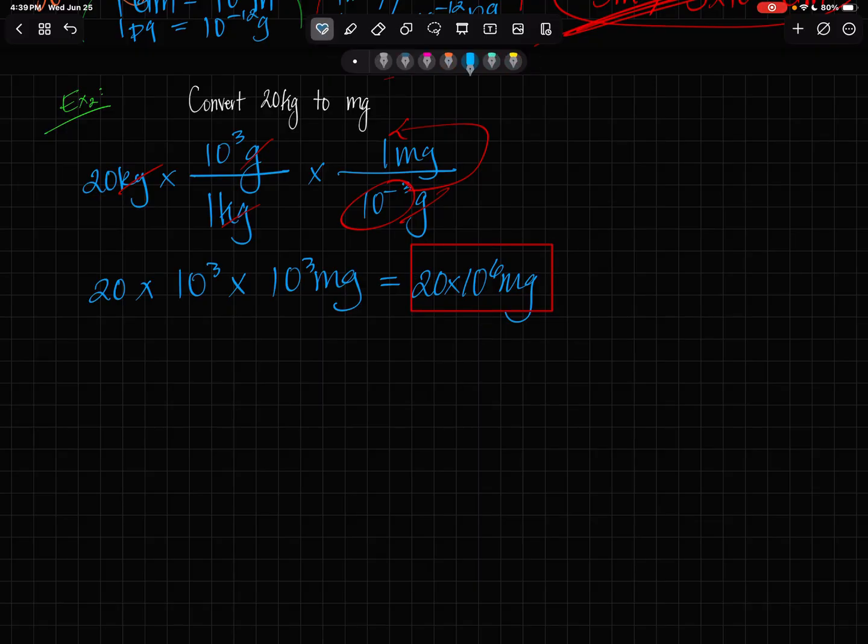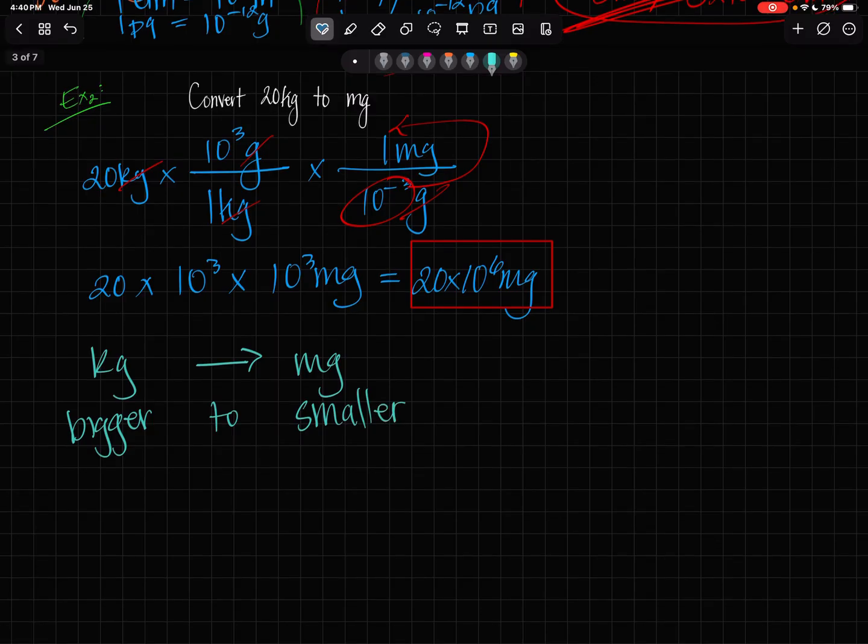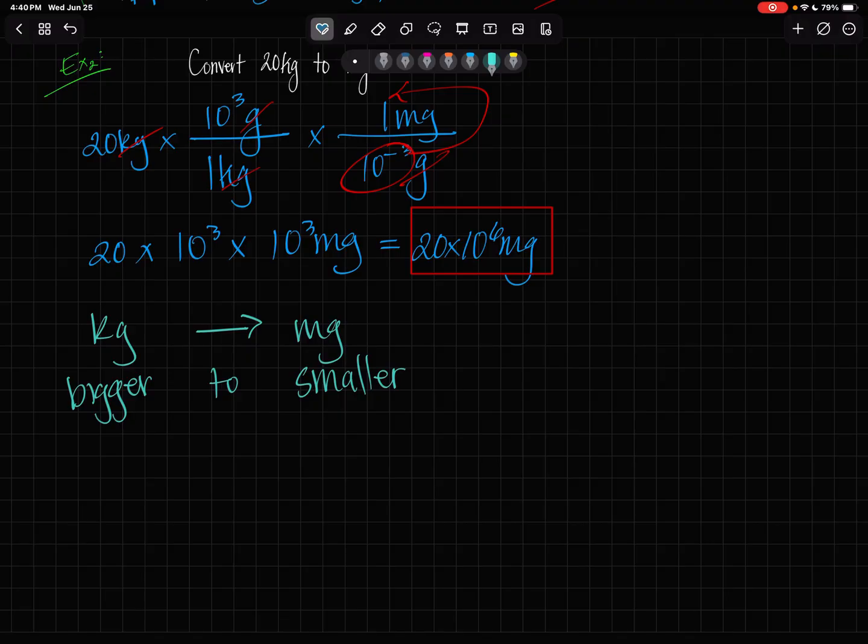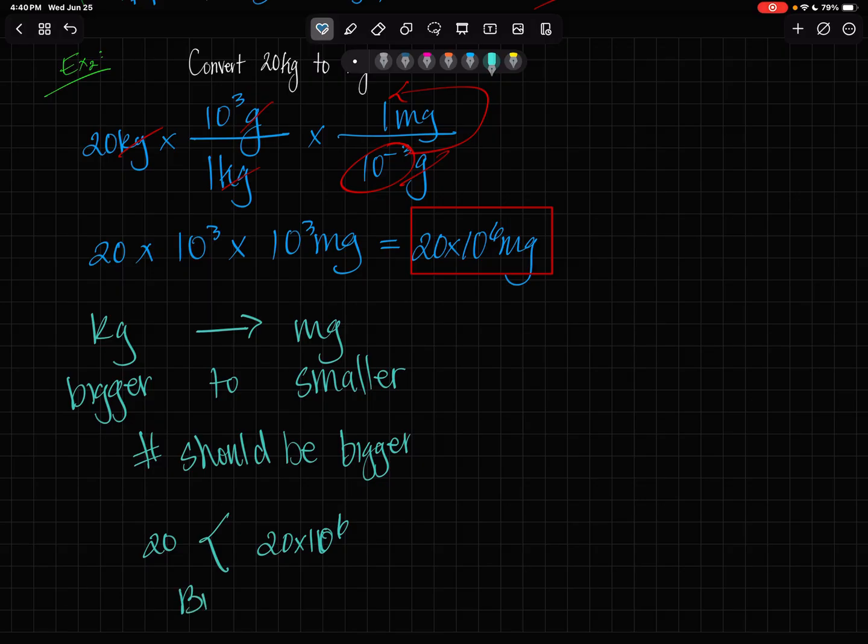So let's go ahead and check this. Okay, you're going from kilograms to milligrams. So you're going from bigger to smaller. And so the number should be bigger than what you started with, right? So let's see. Number should be bigger. So let's look at that. You got 20 and you have 20 times 10 to the 6th, which is indeed bigger. Right? So the fact that you went from bigger to smaller and your number got bigger, that checks out.